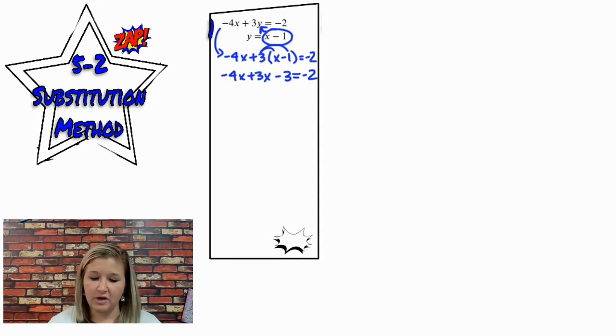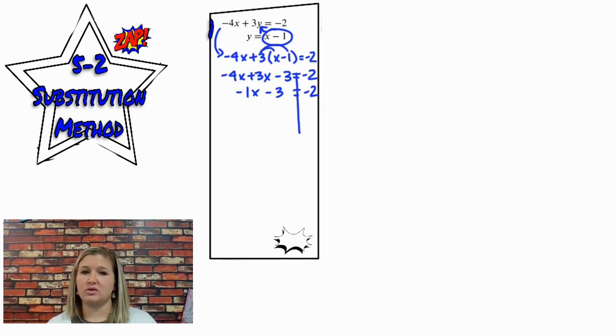Now, this is like our equation, so I'll go ahead and draw our line. You'll notice that I have negative 4x and plus 3x on the same side of my equal sign. So I'm not going to do the opposite there. I'm just going to do the operation that tells me to. So it tells me to go ahead and add them. So negative 4x plus 3x is going to make a negative 1x, and then minus 3 is equal to negative 2. This is just strictly simplifying. Now I'll add 3 to both sides.